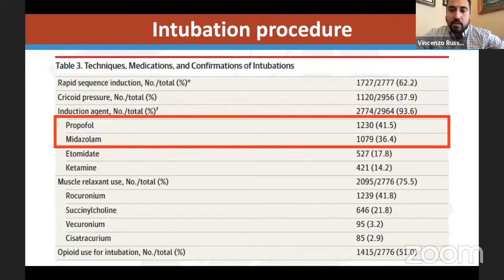For example, the induction agent that has been used: it was really impressive for us to see that propofol and midazolam were the leading agents used for induction of these patients, and this for sure may have influenced the high incidence of cardiovascular collapse that we observed.